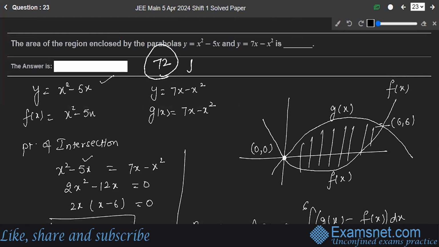Hope you're clear with this. 72 square units. Don't forget to write these small things because they matter a lot. So that's all for this question. Let's move to the next one.